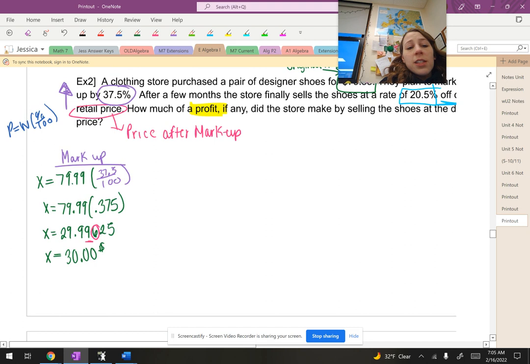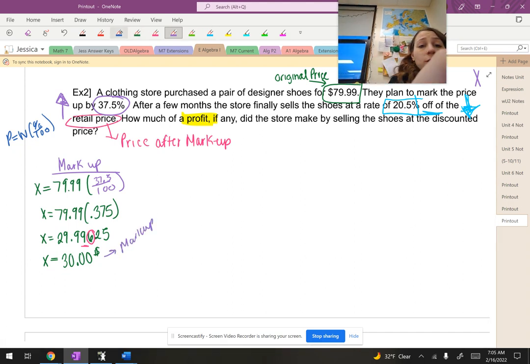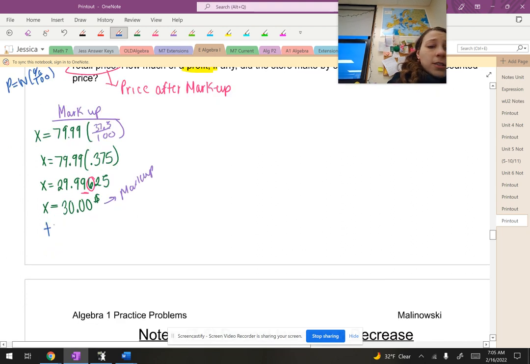And now this isn't the new price, because remember, the price was supposed to be going up, hence the markup. This is the markup amount. So we need to add that back on to the $79.99 to get the retail price.